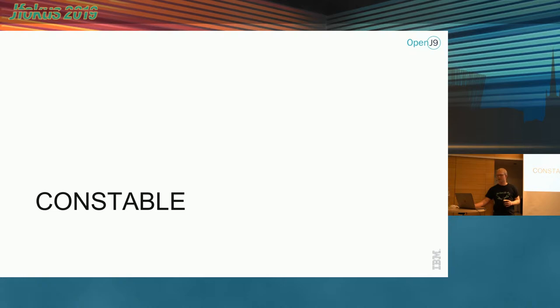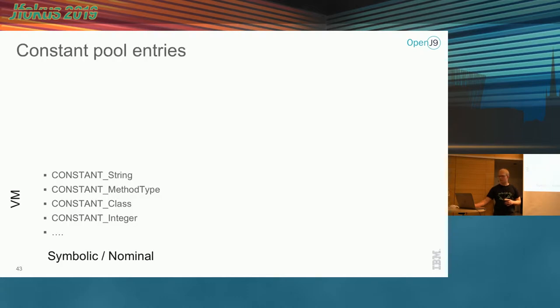All right, so the idea of Constable is that Java programs historically haven't had a way to talk to the symbolic information that's encoded in class files. They're only able to talk about the resolved values. And so Constable says, how do we make that easier for Java programmers to talk to the symbolic info instead of the live value? So if we start by looking at our constant pool, right?